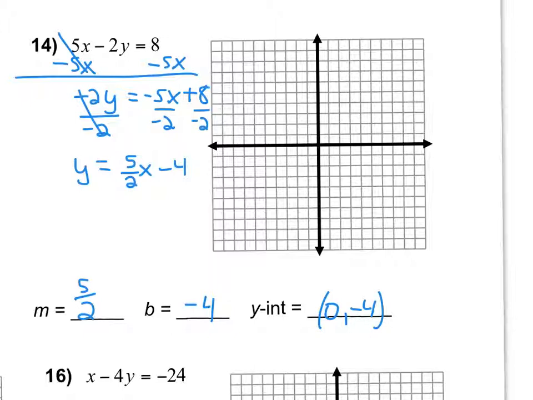So I have to graph that. That's 0, -4. My slope is up 5 over 2 since everything's positive. So up 5 over 2, right there. And then up 5 and over 2. And once you have 3 points, you should be good to go.